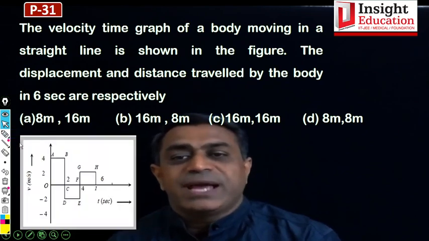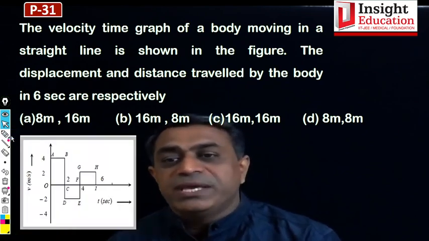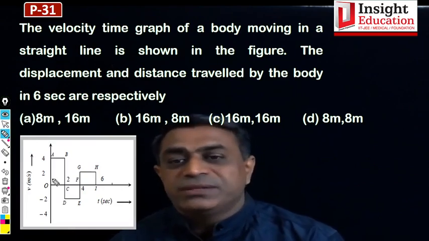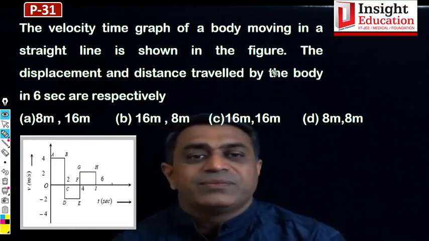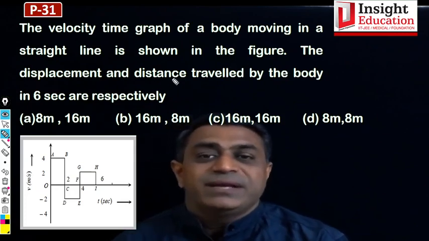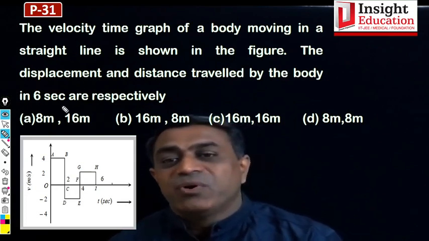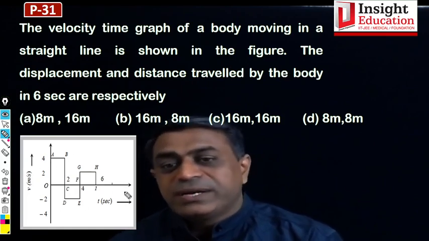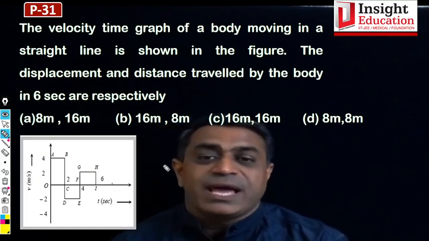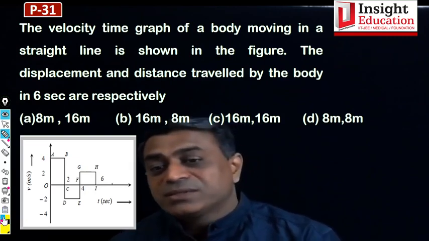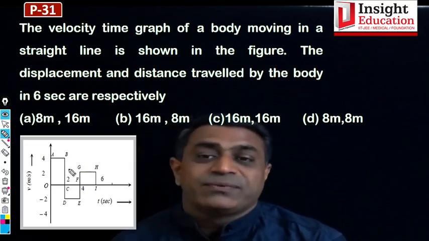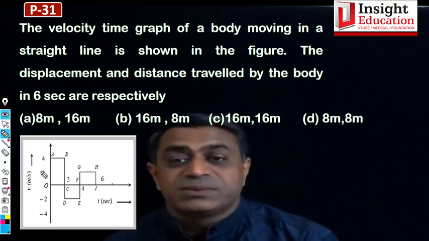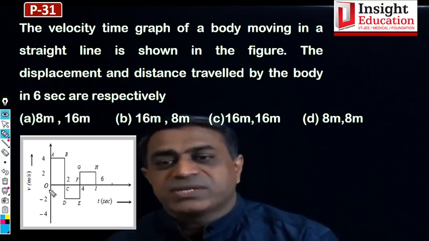The velocity-time graph of a body moving in a straight line is shown in the figure. Find the displacement and distance traveled by the body in 6 seconds. The area of the velocity-time graph represents distance or displacement. So first calculate the area.